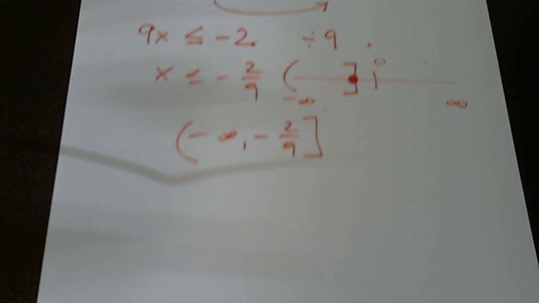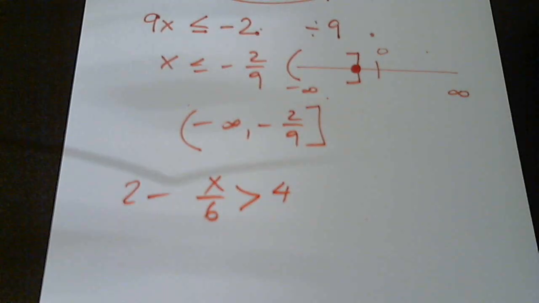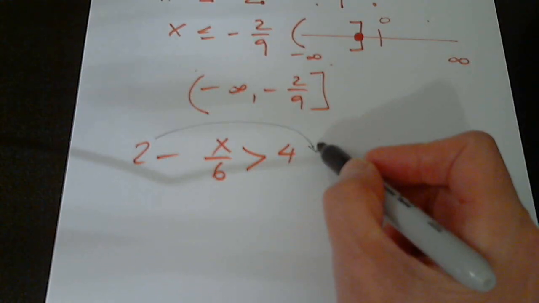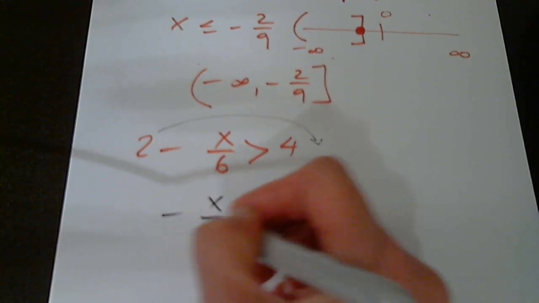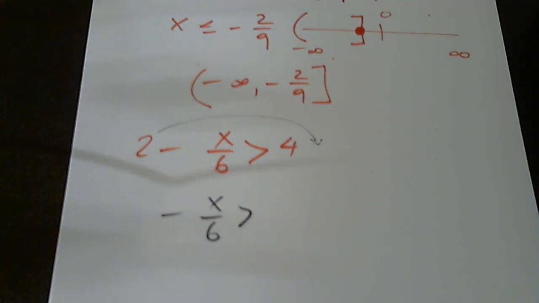2 minus x over 6 greater than 4. Okay. Like last week, Monday, we want to eliminate fractions. But it is true that it will be easier if I move the 2 to the other side first. Negative x over 6, it was positive here, it's negative here, so what do I get on the right-hand side?